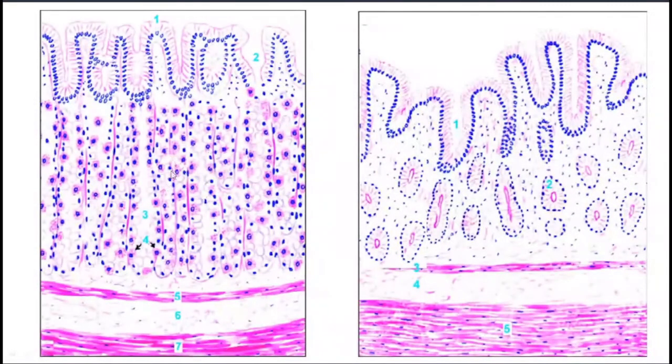Now here the lamina propria is mostly occupied by the fundic glands, which are simple tubular glands. These simple tubular glands consist of different types of cells. But in the pyloric part, these are branched tubular coiled glands, so you get the cut section of the gland.